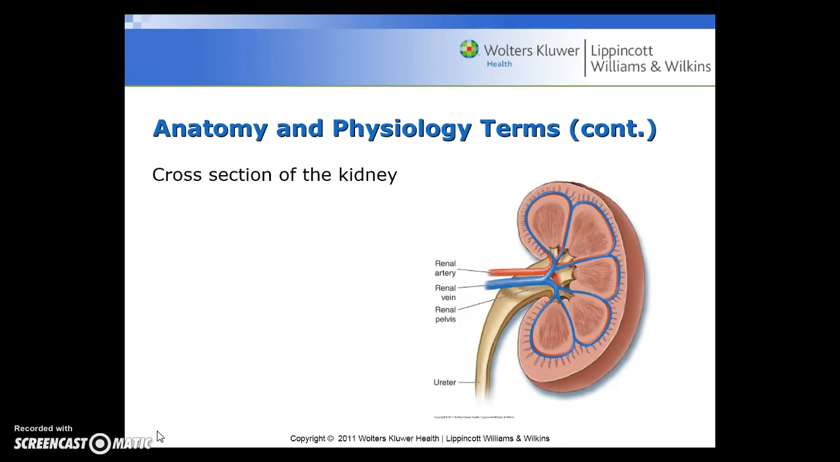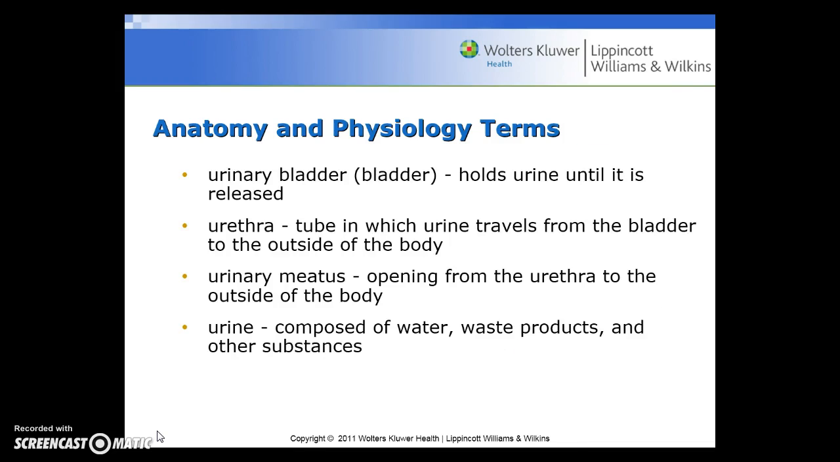Here's a cross-section of the kidney that shows the blood flow through it: the renal artery, the renal vein, and then the renal pelvis. Remember, that's where the urine is stored and pooled in the kidney till it's drained through the ureter. The urinary bladder is also called the bladder.